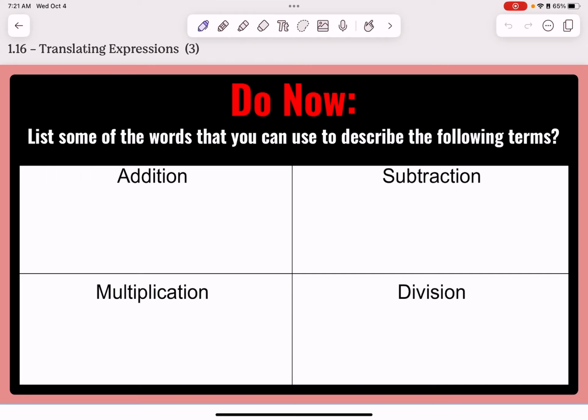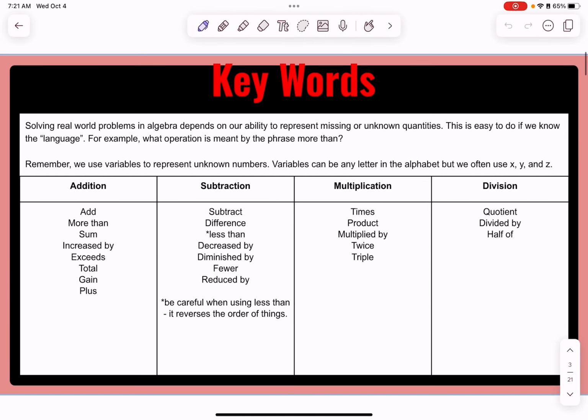It says, list some of the words that you can use to describe the following terms. Think about what are some words that you have heard in word problems before, or just in your general life or in math class, that mean addition, subtraction, multiplication, and division. I compiled a list of these words.